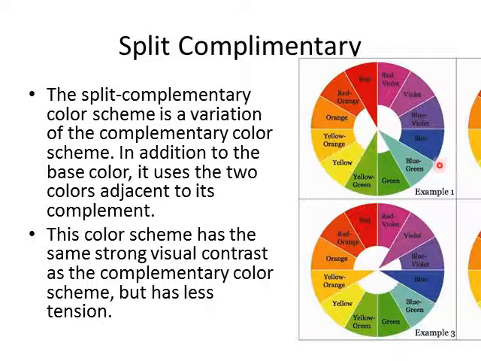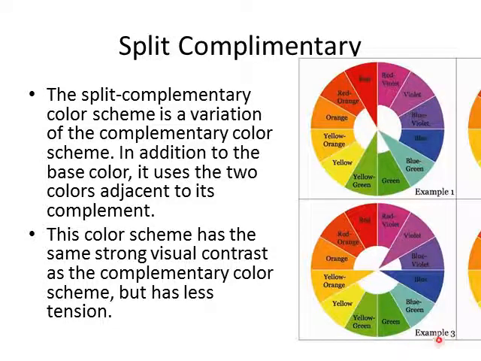So let's look at example 1 up here. You'll see the red, instead of it just corresponding with the green as it would in a regular complementary color scheme, it is split between the two surrounding it. So the red, it goes with the yellow green and the blue green. So it's still strong, but it has less tension because it's not directly across.